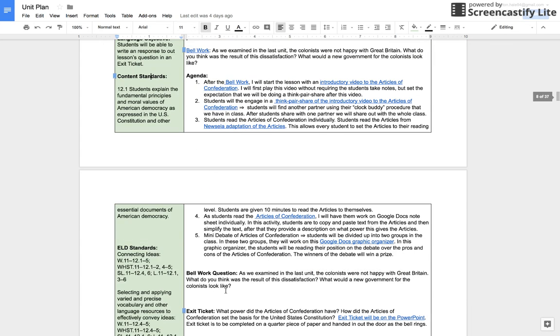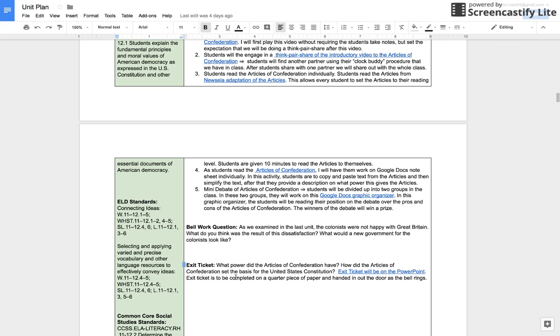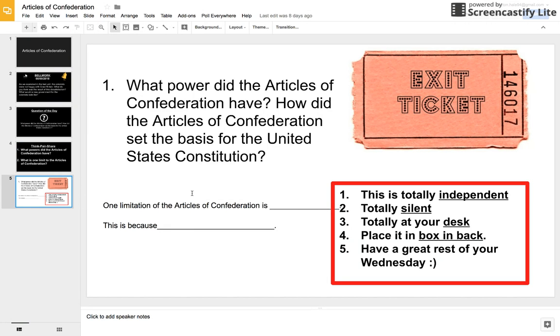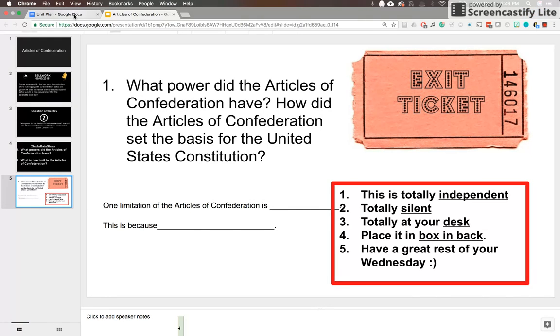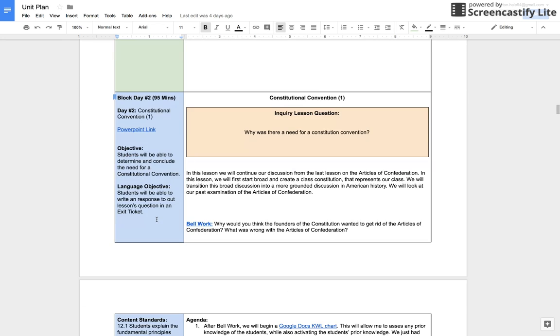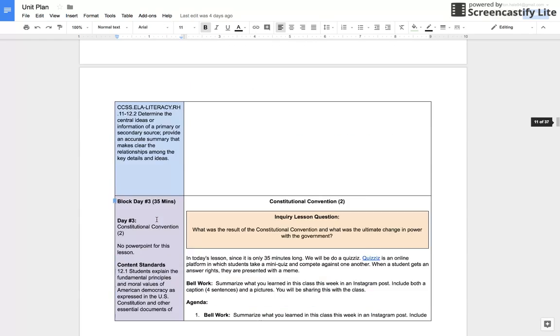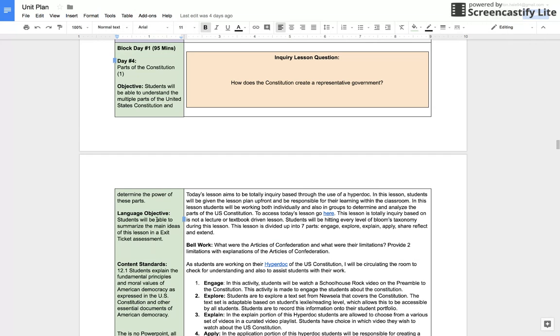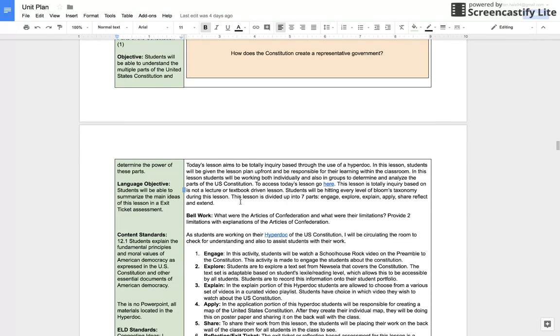Exit tickets act as the lesson assessment, and we can see throughout this unit that the formative assessments or exit tickets are differentiated. In this PowerPoint, we have differentiation through the use of sentence starters, but as we go on, there'll be different forms of exit tickets. We also have our ELD standards and our Common Core Social Studies standards. I'm going to keep on scrolling because I want to get to one of the more interesting parts of this lesson, which is the use of Google Docs and educational technology to enhance learning. So right here, we see the use of a HyperDoc that I created.